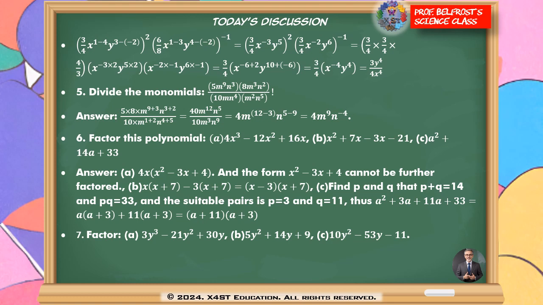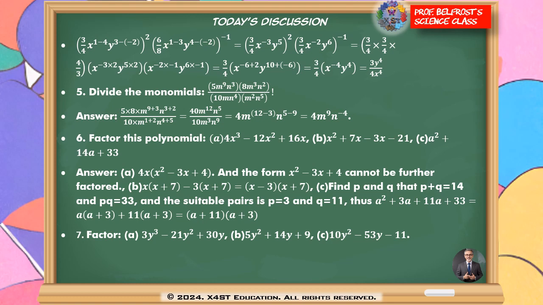Actually, this is very easy. You just need to identify the GCF. For the first one it is 4x. So 4x times, in parentheses, x squared minus 3x plus 4. The expression x squared minus 3x plus 4 cannot be further factored because it is prime.